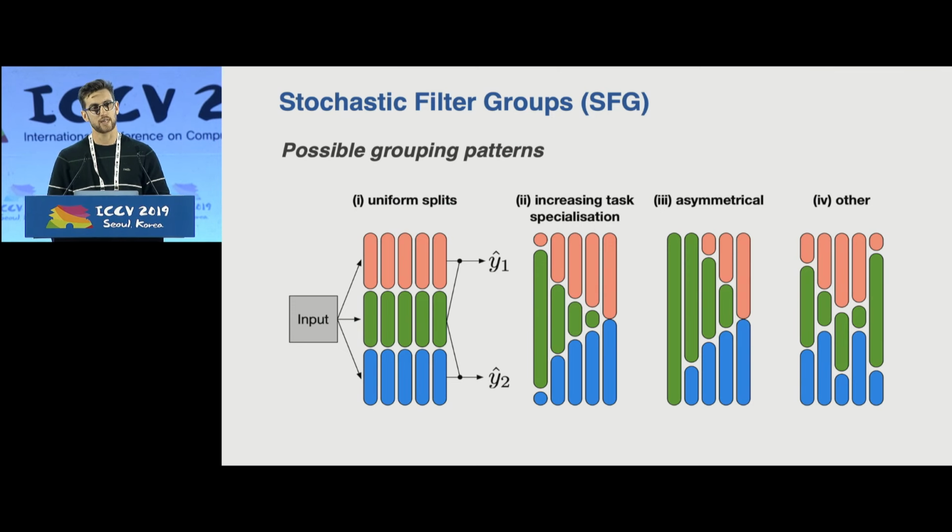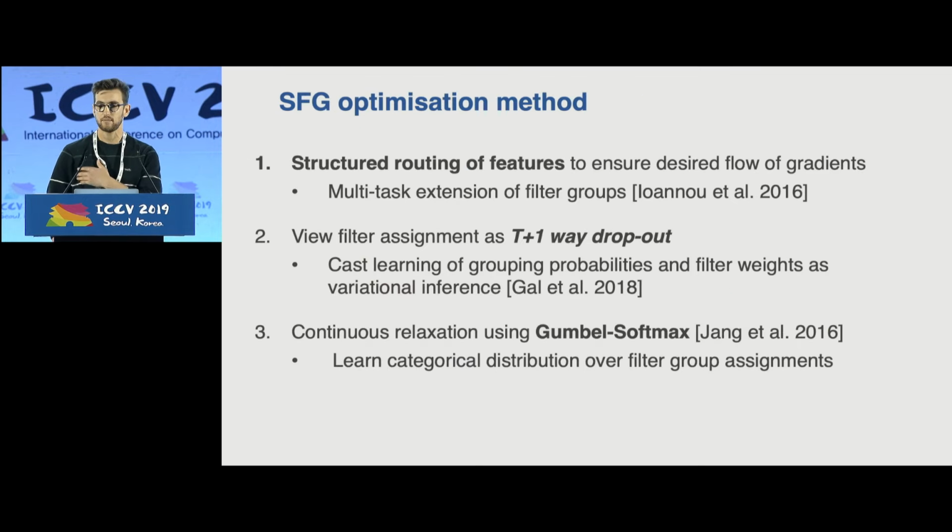A network trained with stochastic filter groups can learn a variety of different structures. However, these structures are dependent on the tasks that need to be learned and the data at hand. And training a network with SFGs is enabled by 3 key steps.